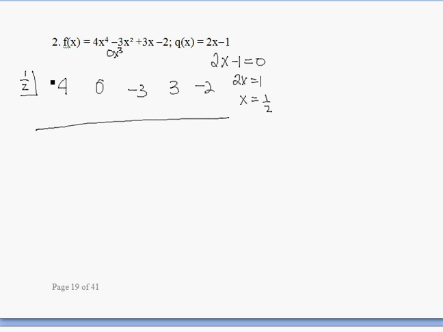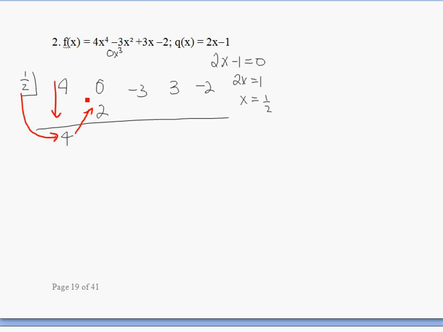So the first step with synthetic division is this number comes down. And then now I multiply my divisor root number times that number there. I write the result right there. So a half times 4 is 2.